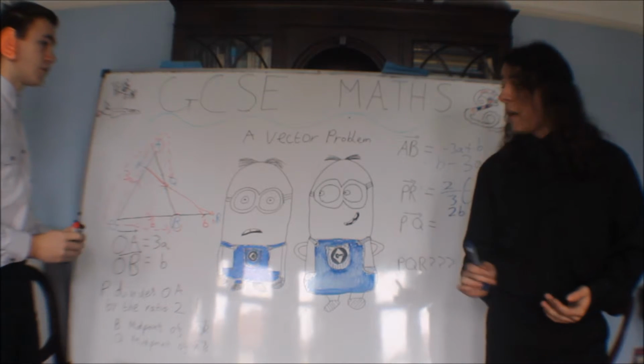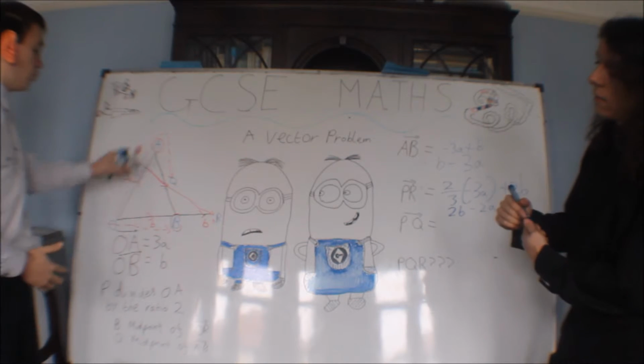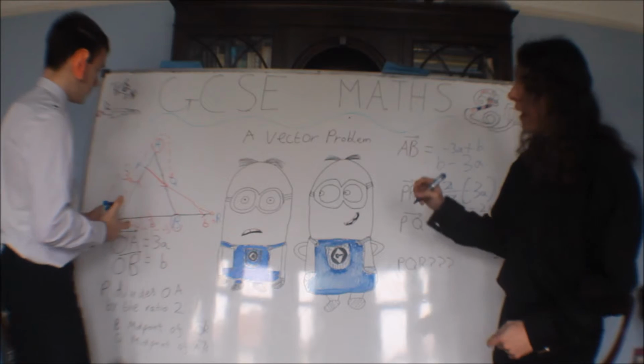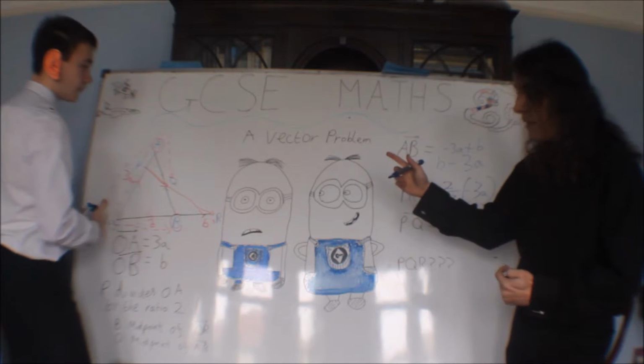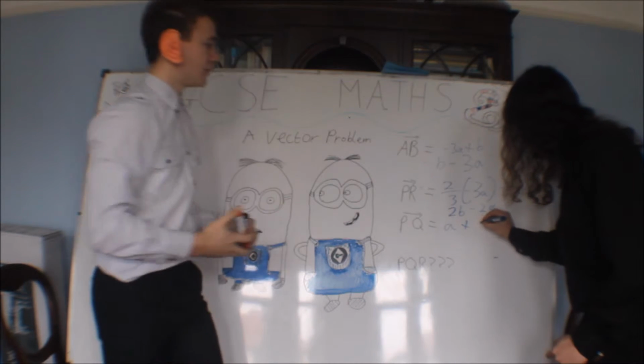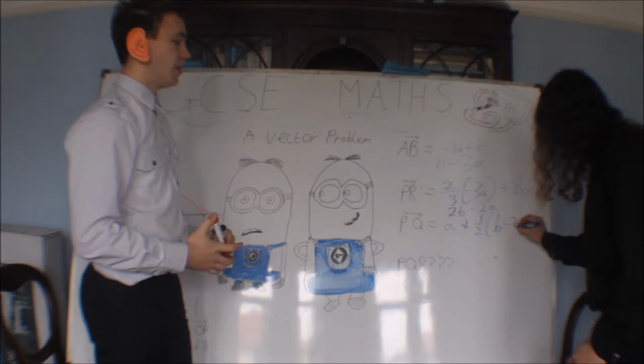So like before, we now only have a third of our 3A line, but it's positive because it's 2 to 1. So it's 1/3 of 3A. So it's just A. And then we have half of our AB. Now AB we worked out at the beginning, so it's a half of all of that. Because that vector represents A to B, so it's a half of B minus 3A.